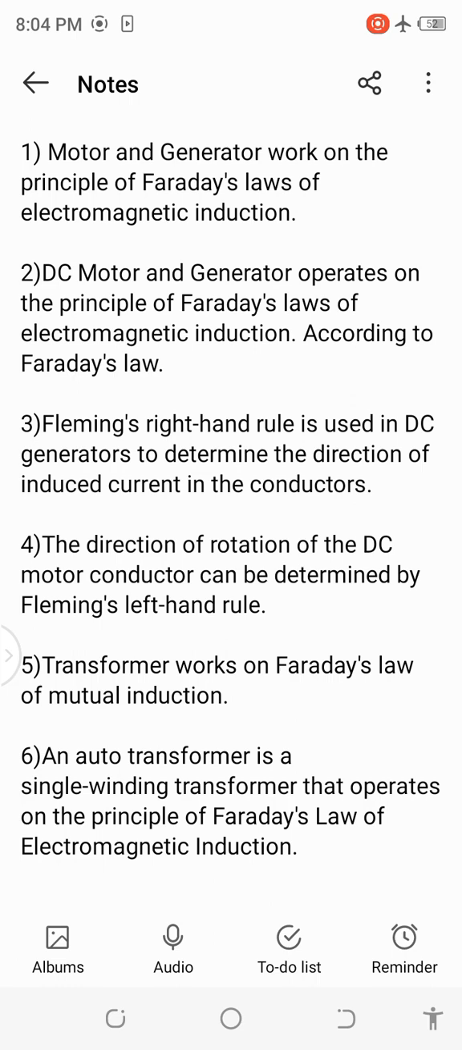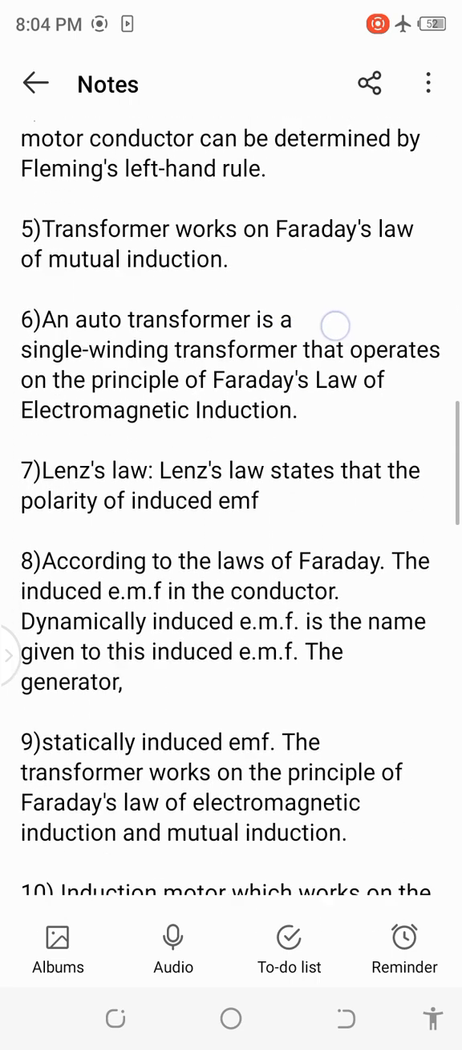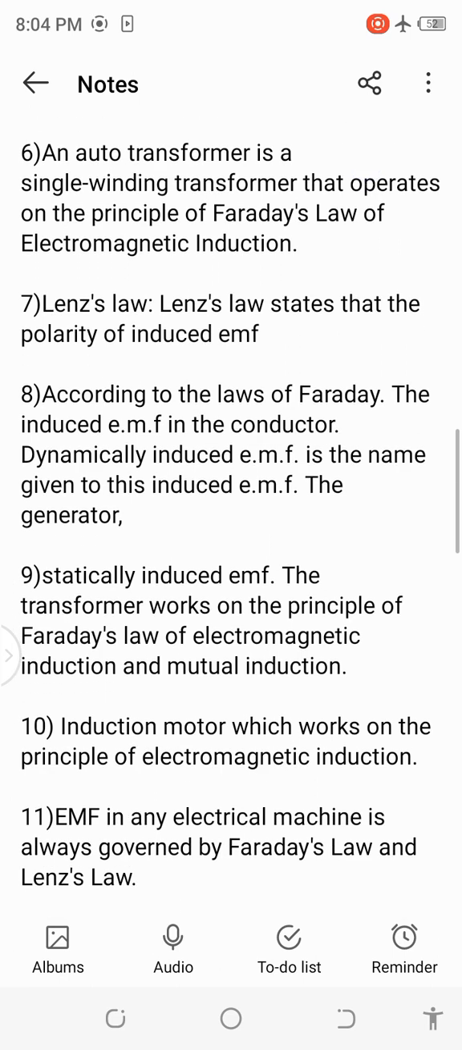5. Transformer works on Faraday's law of mutual induction. 6. An autotransformer is a single-winding transformer that operates on the principle of Faraday's law of electromagnetic induction. 7. Lenz's law. Lenz's law states that the polarity of induced EMF.